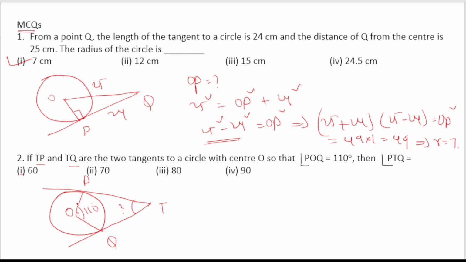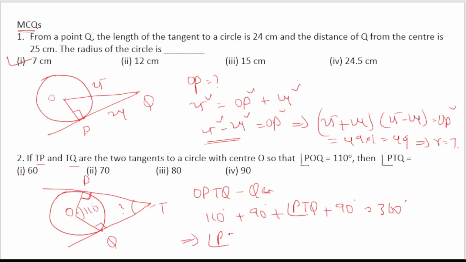See, OP is radius and PT is tangent. So tangent is perpendicular to radius. Similarly, TQ is tangent and OQ is radius, so TQ is perpendicular to OQ. So OPTQ forms a quadrilateral and in a quadrilateral the sum of angles is 360 degrees. So angle POQ, which is 110 degrees, plus angle OPT, 90 degrees, plus angle PTQ plus angle TQO, 90 degrees, is equal to 360 degrees.